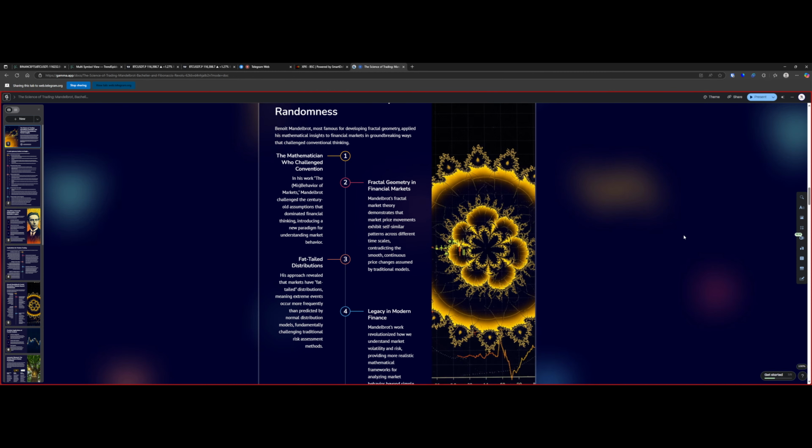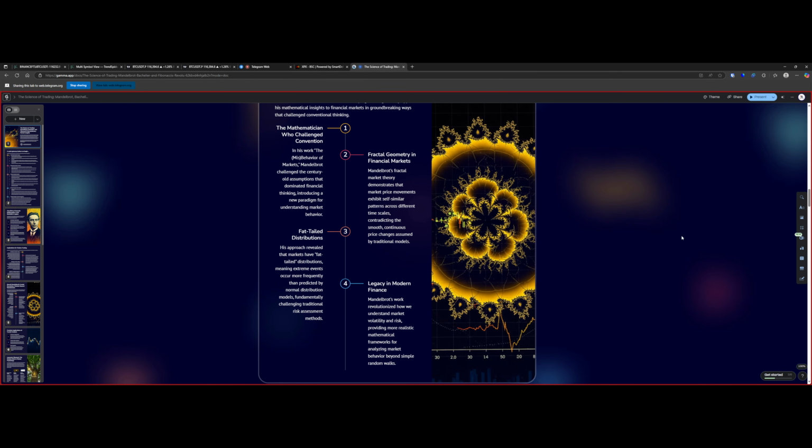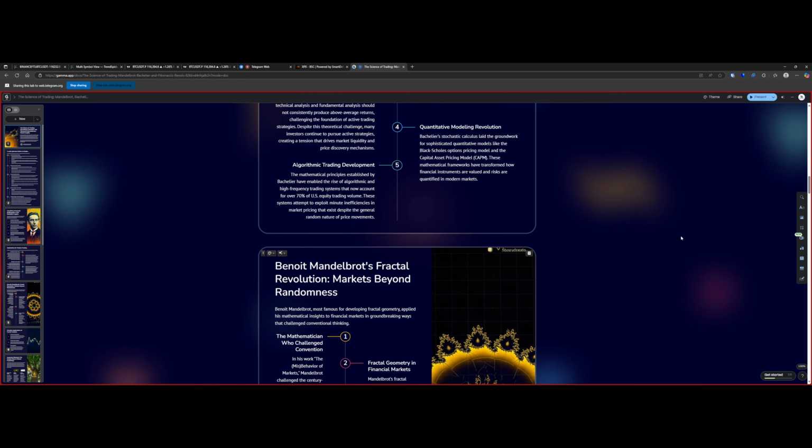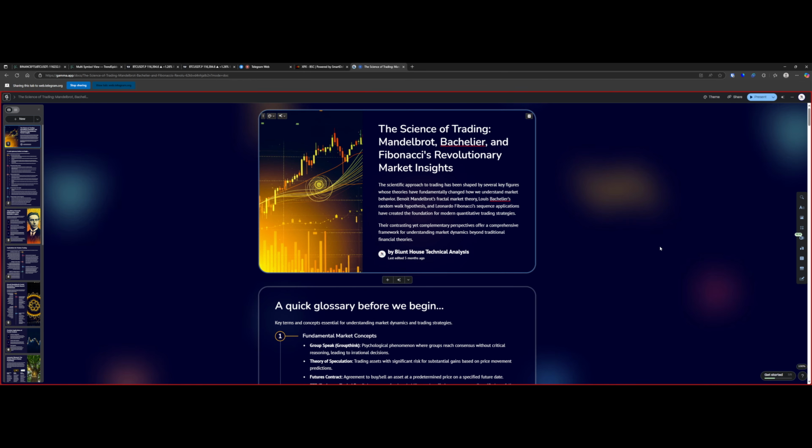So my trading philosophy is based on three pillars: fibs, fractals, and filters. Basically, these three dudes: Mandelbrot, Bachelier, and Fibonacci. So again, this document's available to you as well if you would like it.